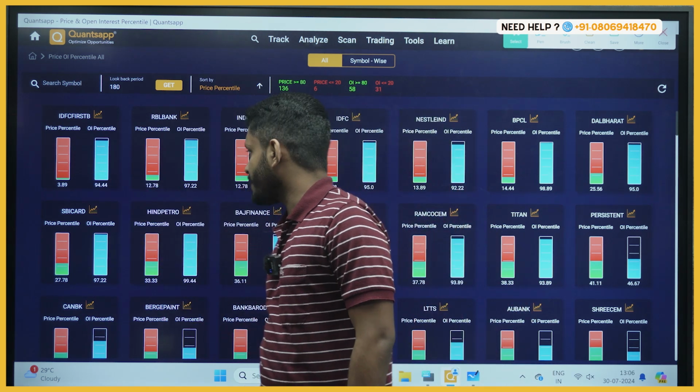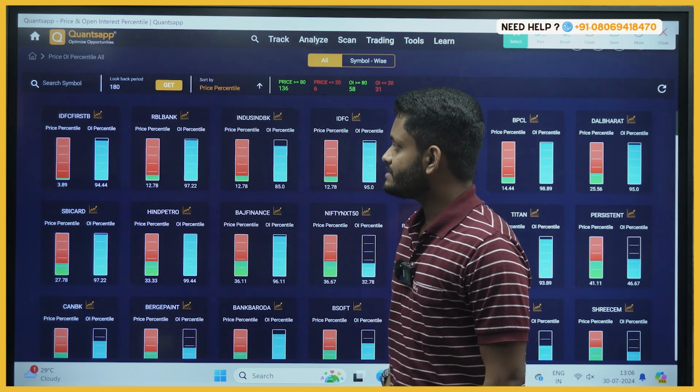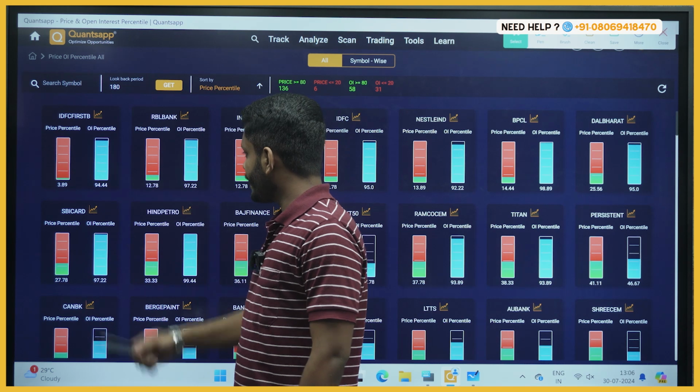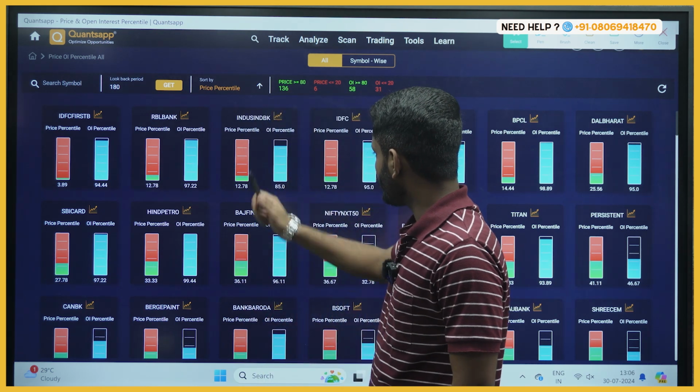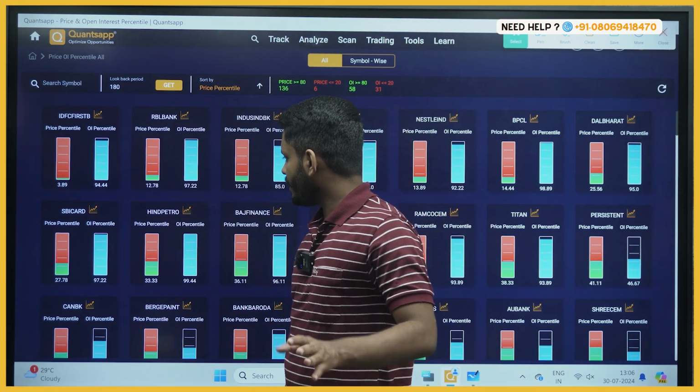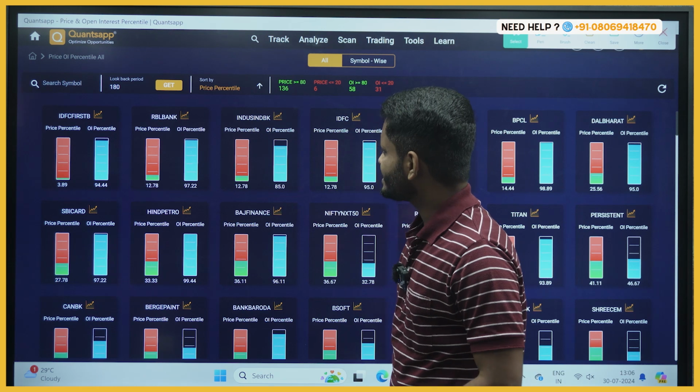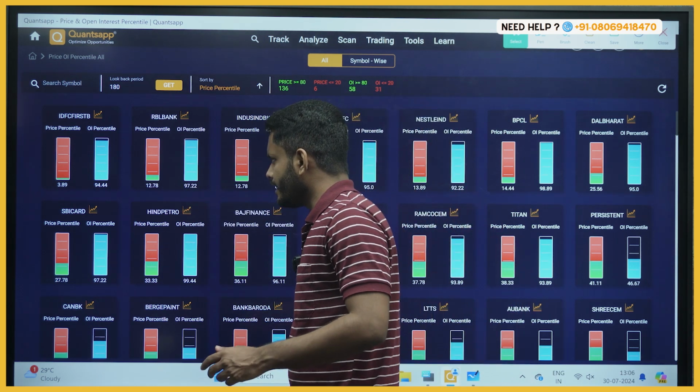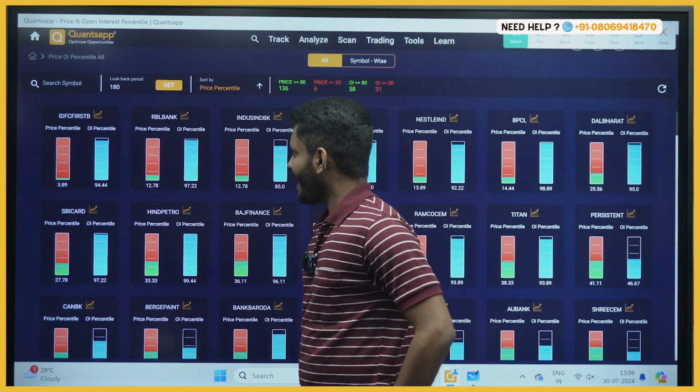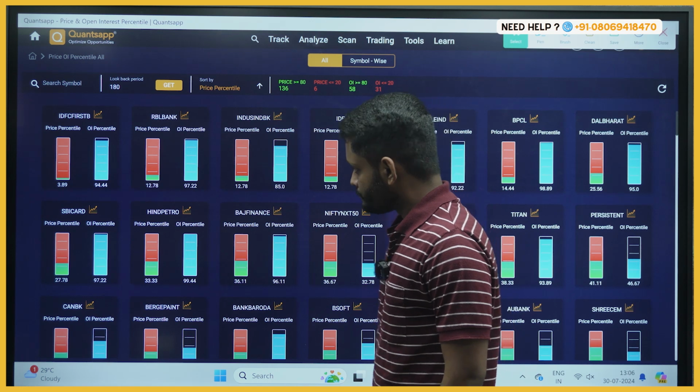Now if you see IDFC First Bank, can you see the price percentile is below 10 and OI is above 90. RBL Bank also, if you see, is approaching somewhere around its previous swing low, I would say. Still the condition didn't get triggered. But one more thing I would like to add in this price percentile concept.